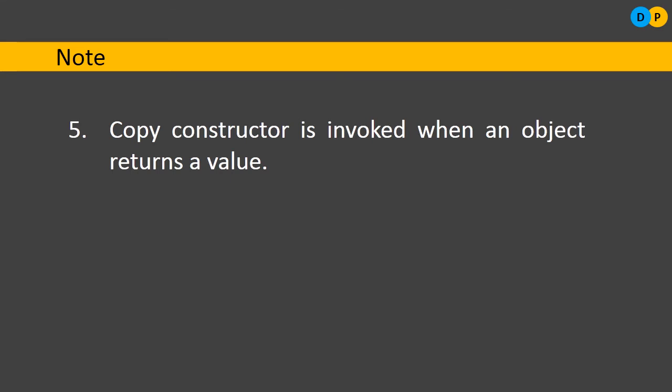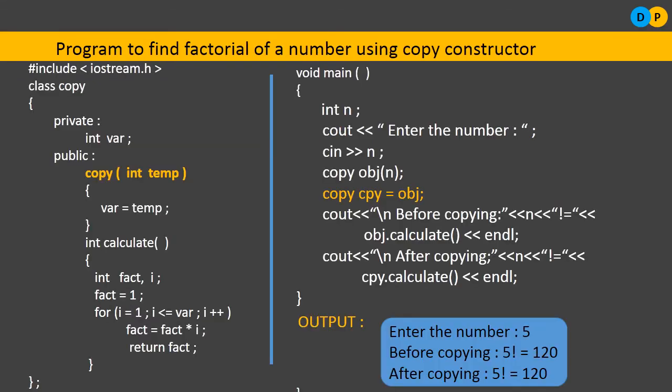Next, the copy constructor is invoked when an object returns a value. Whenever an object wants to return a value, the copy constructor will be automatically invoked. Let us consider a program to find the factorial of a number. Using this program, I will tell you how we can use the copy constructor.